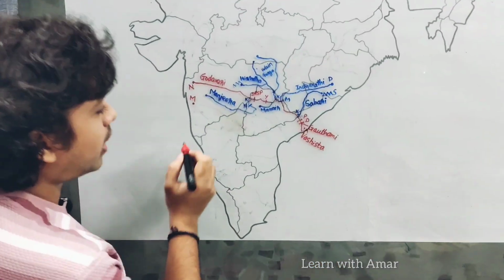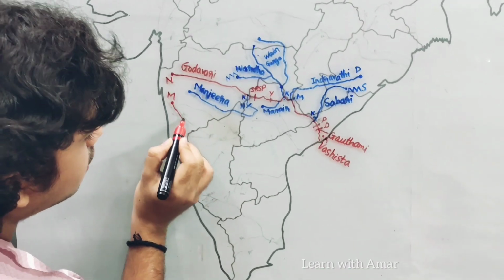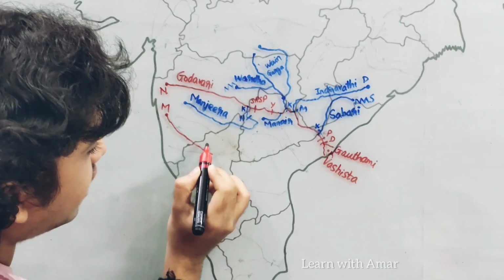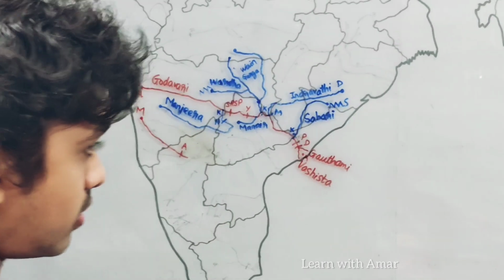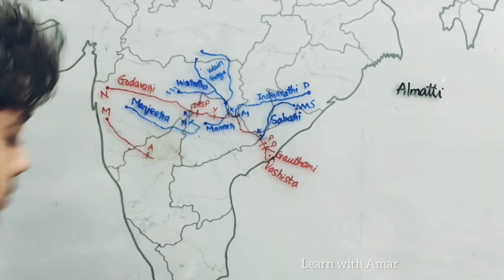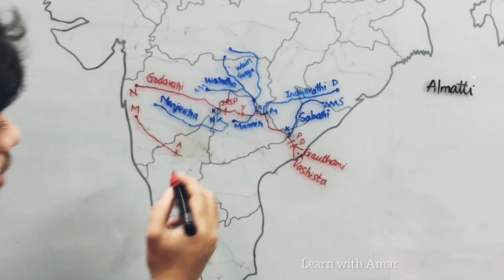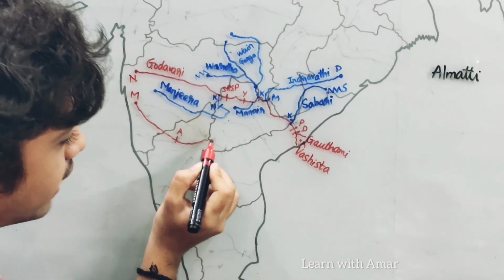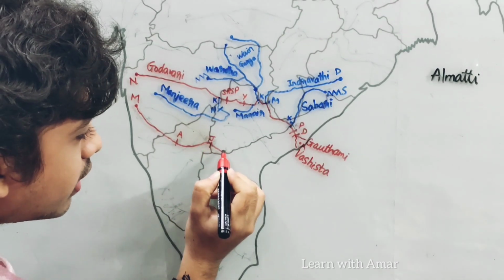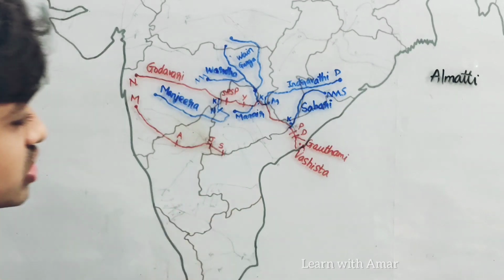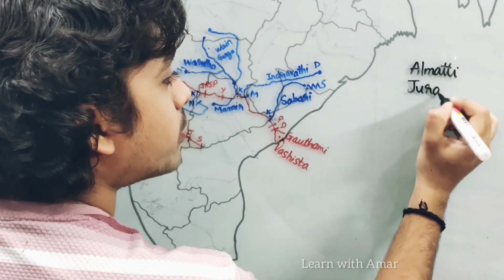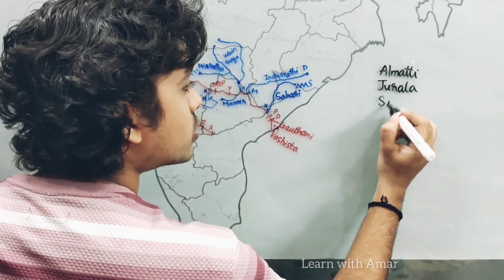Krishna originates at Mahabaleshwar in the Western Ghats in Maharashtra, moves on from Maharashtra to Karnataka, where we find the project Almatti. So this is the Almatti Dam. Then it enters Telangana. We find two projects. One is Jurala project, Jurala Dam, and the other is the Srisailam. So this is Jurala Dam and this one is the Srisailam Dam.